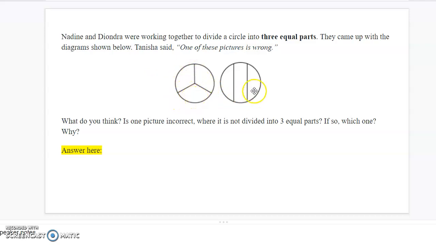We have this circle and we have this circle. And Tanisha says one of them is not right. One of them is not equal. What do you think? Is one picture incorrect where it is not divided into 3 equal parts? If so, which one and why? So if you believe they're both equal, you can say that there and tell me why. If you believe they're not equal, which one is not equal and why?